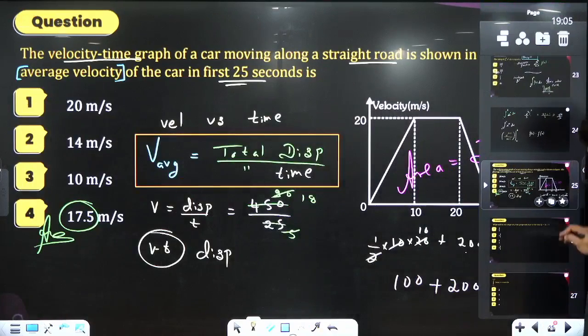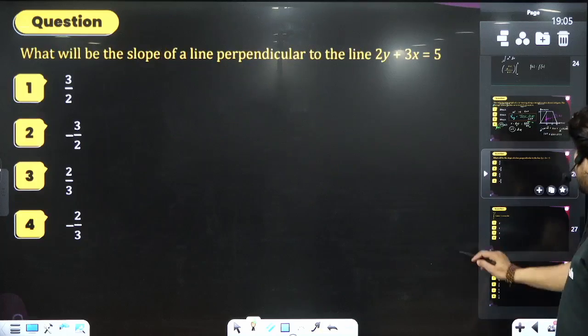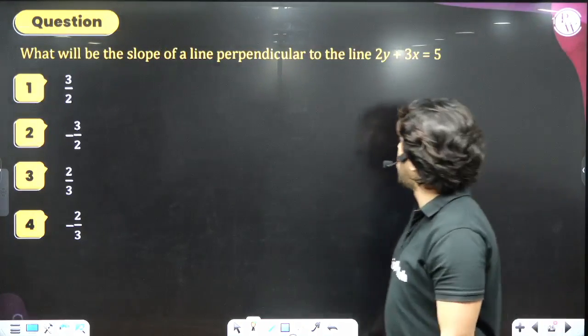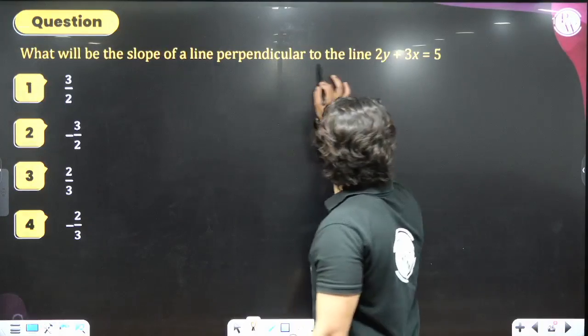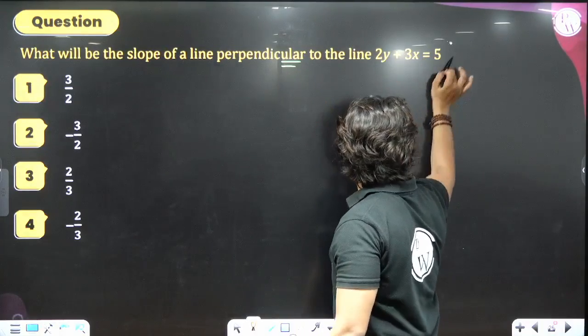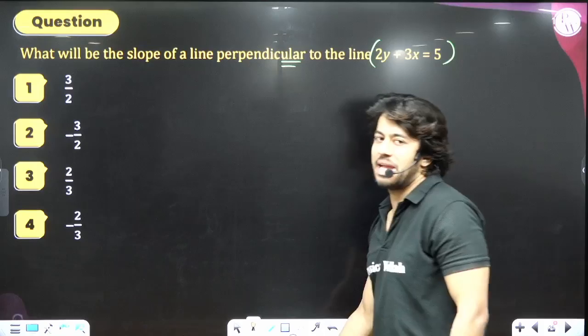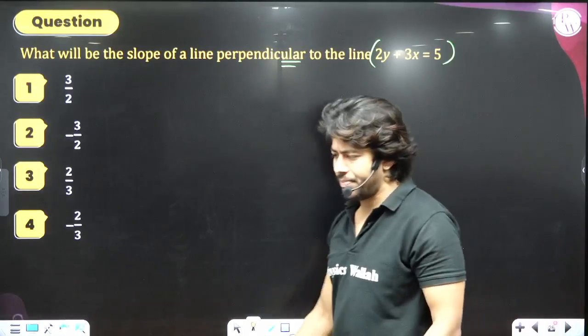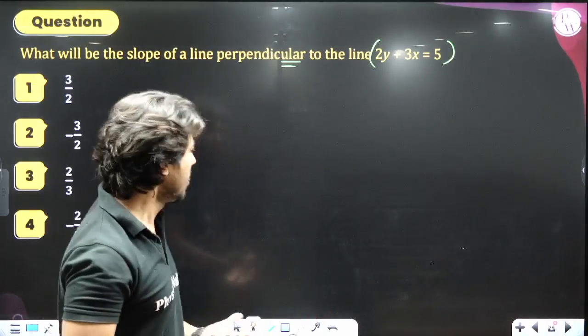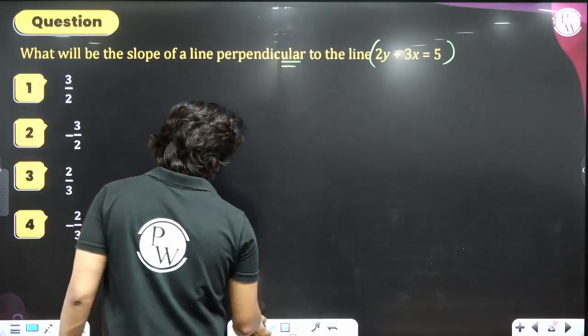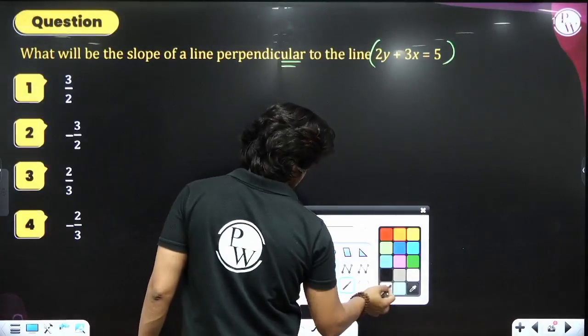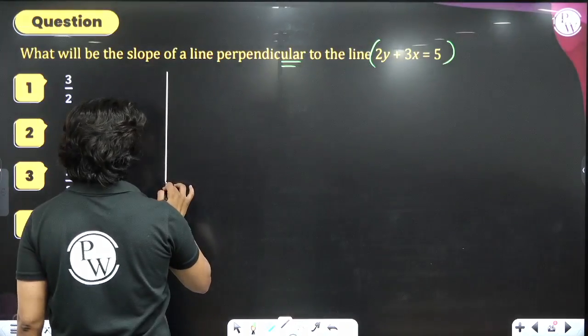The next question coming in front of you is this. Let's have a look at this question. What will be the slope of a line perpendicular to the line 2y plus 3x plus 5? Another nice concept of basic mathematics. What do we know regarding the slope of two perpendicular lines? What do we know regarding the slope of two orthogonal lines?